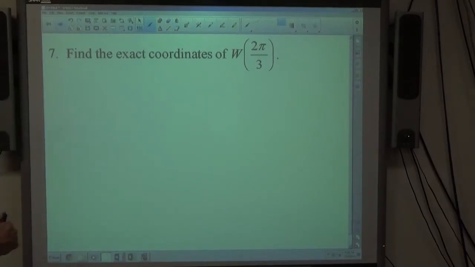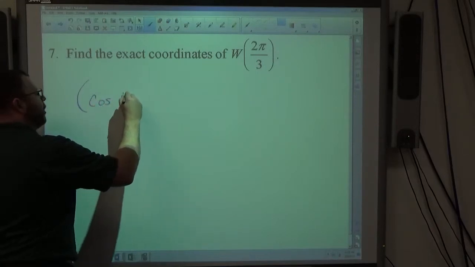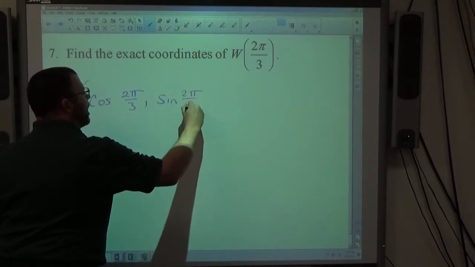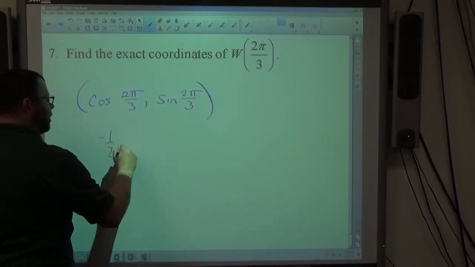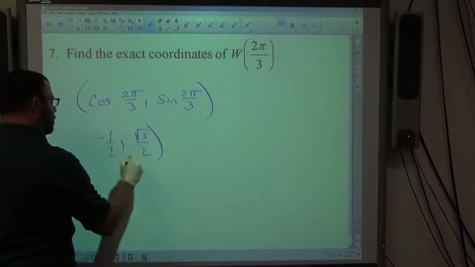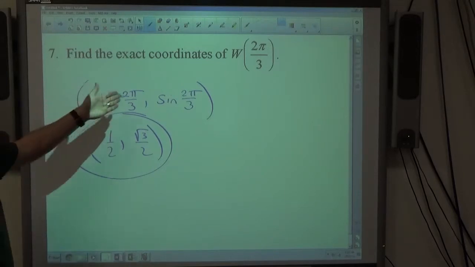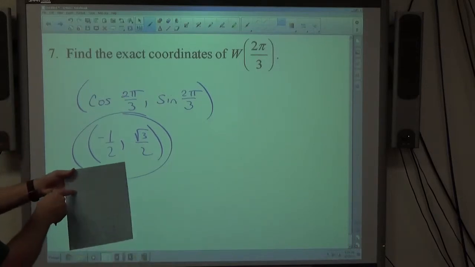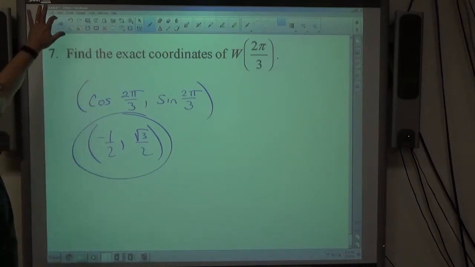Exact coordinates of the wrapping function of 2 pi over 3. That simply means the cosine of 2 pi over 3 paired with the sine of 2 pi over 3. And again, you're welcome to use your sheet for this. The cosine of 2 pi over 3 is negative 1/2. The sine is the square root of 3 over 2. So just make an ordered pair, cosine first, sine second, of whatever the angle is. And again, use your sheet. Find in the radian measure 2 pi over 3, then cosine and sine are right there. You can find what they are.